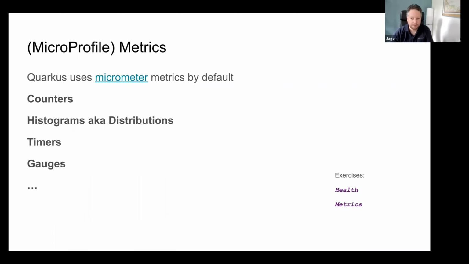Then there are gauges. Gauges are a little bit special as they are filled at the moment they are called. So if you create a gauge, then when the metrics are collected, the gauge is called and is asked what's the current value of something. So what you can do is check, for example, the database for how many users there are in the system, or how many open shopping baskets there are, that kind of stuff.